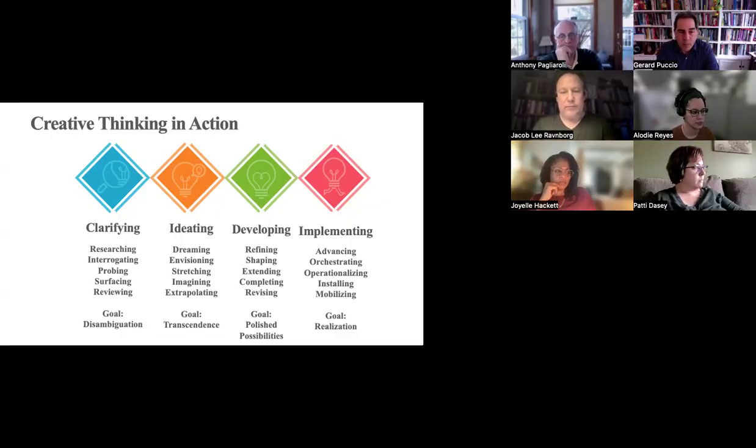It's polished possibilities. And then finally, the fourth mindedness, the fourth form of creative cognition in FourSight, is called implementing. This is taking action. This is the creation part of creativity, bringing something into reality, where we're advancing, orchestrating, operationalizing, installing, mobilizing. The goal here is realization.